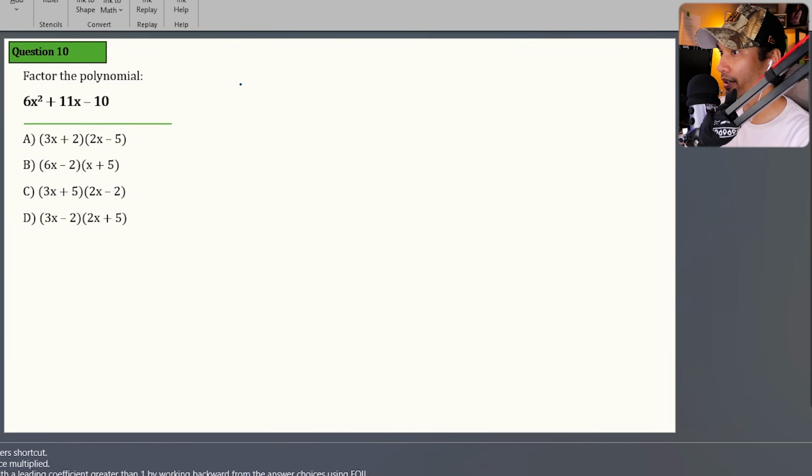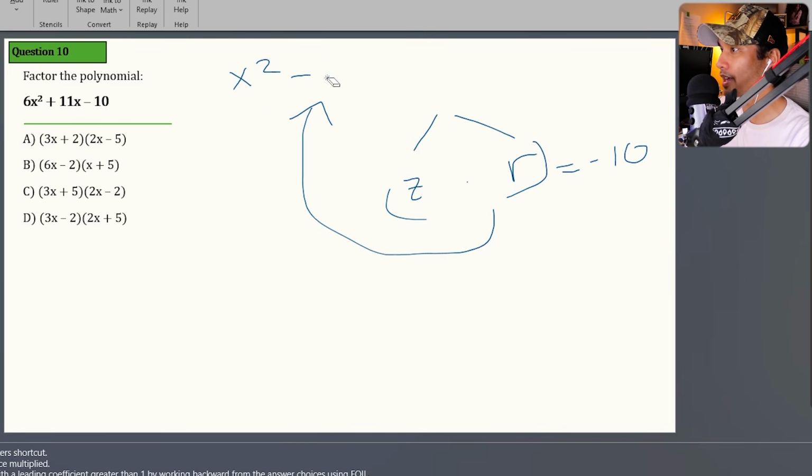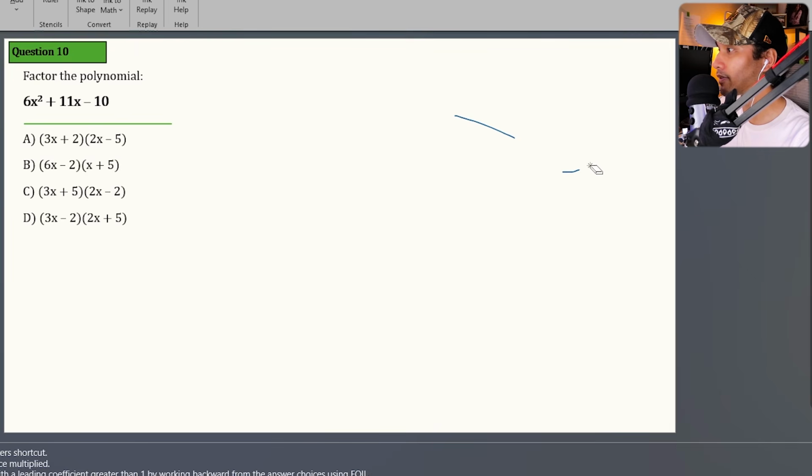Because when it is just 1, and let's say we had this, we could get two numbers here, and a number here, I'll just say z and r. Z and r, when multiplied together, equal -10, and when combined, equal 11. But we can't use that right away.